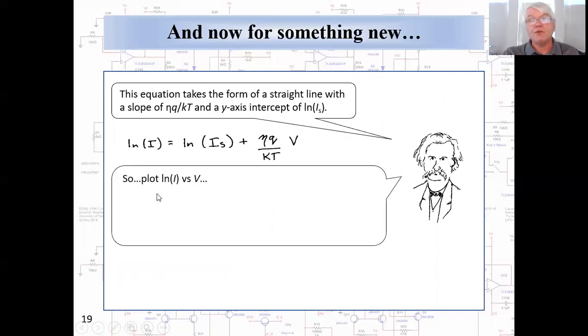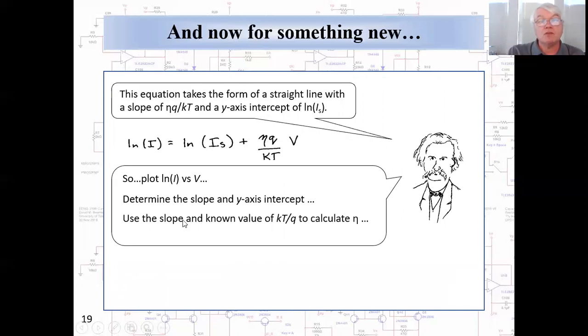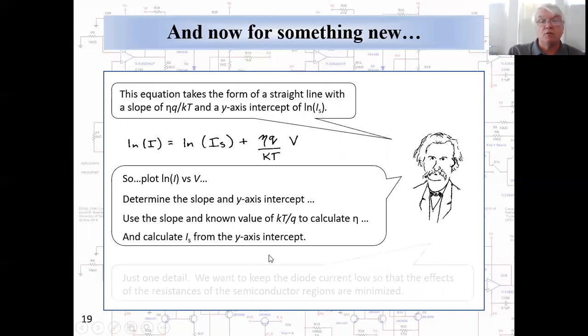So what we'll do is plot the natural logarithm of current versus voltage. We will find a straight line that best fits these data and determine the slope and the y-axis intercept of that line. And we'll use the slope and the known value of KT over Q to calculate the emission coefficient, and we'll calculate the saturation current from the y-axis intercept. Let's see how this works.